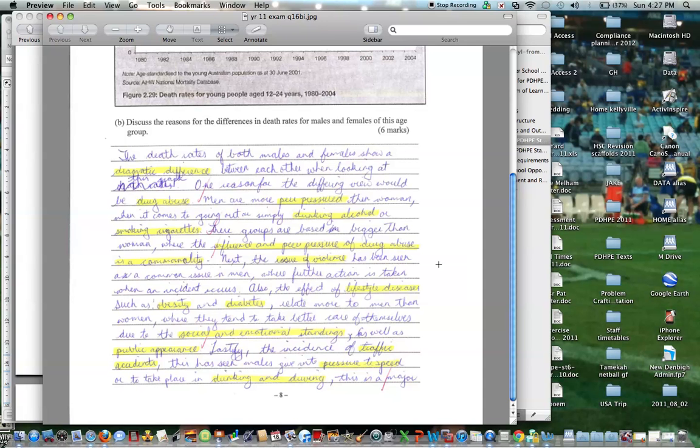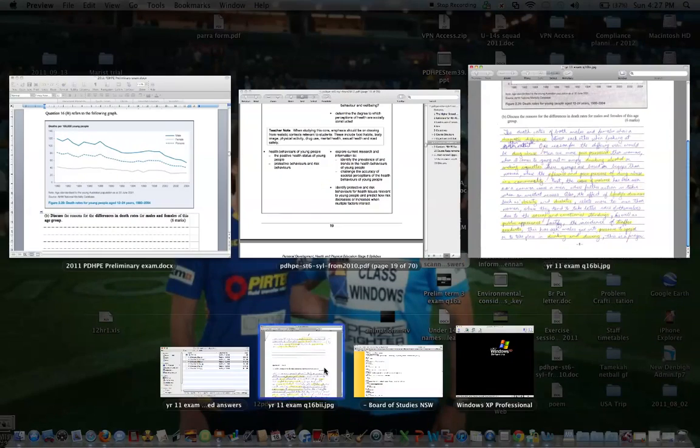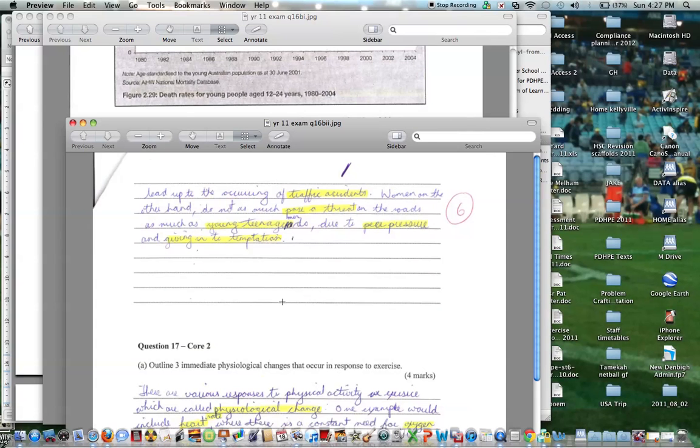And lastly, the incidence of traffic accidents. This has seen males get into pressure to speed or take place in drinking and driving. This being a major lead up to the occurrence of traffic accidents. Women, on the other hand, do not as much pose a threat on the roads as much as young teenage men due to peer pressure and giving into temptation. So that's the thing there.